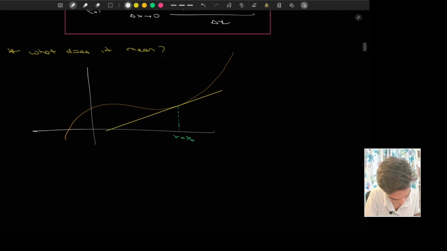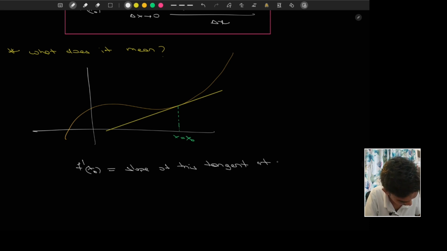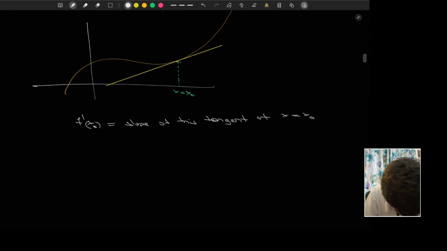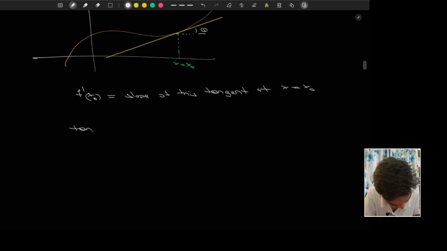So my derivative at this particular point means the slope of this tangent at x is equal to x0. So if this line is making an angle theta with the x-axis, then my tan theta would be f prime of x0 at this point, and that is actually equal to the slope m. So let me denote the slope by m.